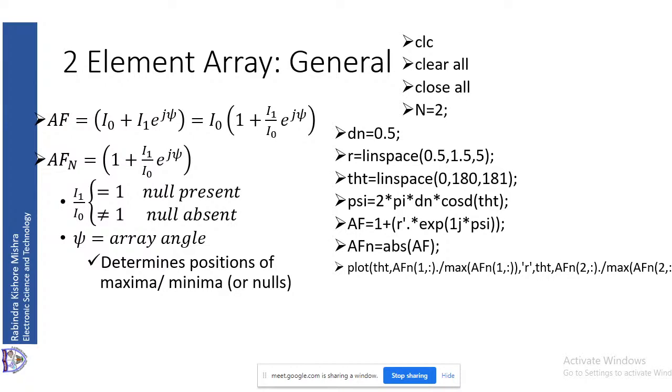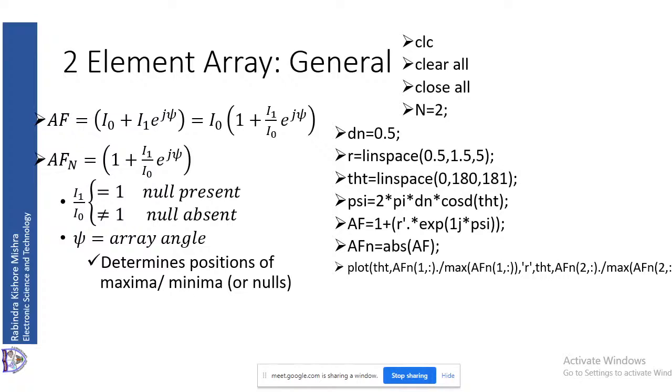Then plot. So plot is a plot of 2D. So it is a two-dimensional plot. So plot theta, theta is defined above. Plot xy gives you plotting of x versus y. So here it is plot theta, array factor normalized 1 comma colon, which means the normalized array factor of the first value. We are getting 5 values now because r has 5 values. So first value, then 1 to 180.